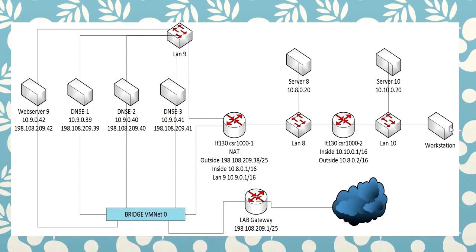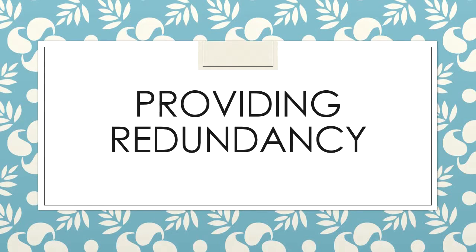Then my workstation broadcasts a request to lease an address from server 10. Server 10 responds, changes all the settings in his DHCP database, and now my workstation can begin communicating on the network. The next thing I want to talk about is providing redundancy for your DHCP.